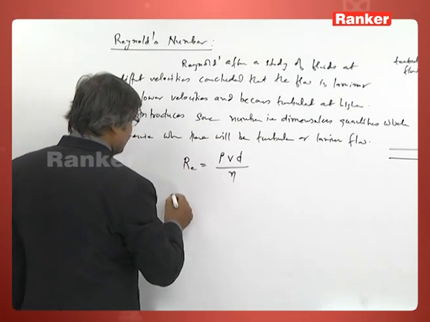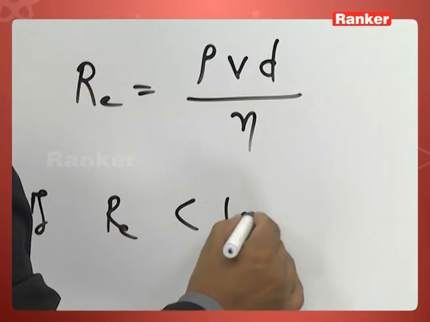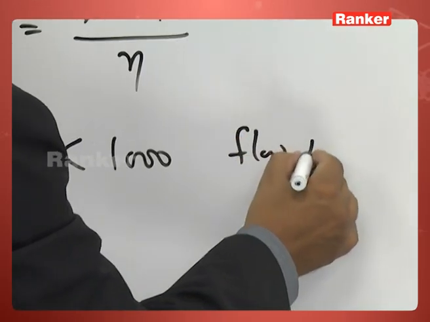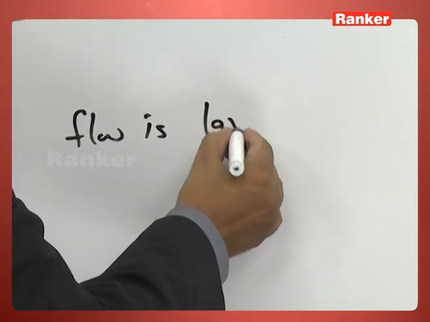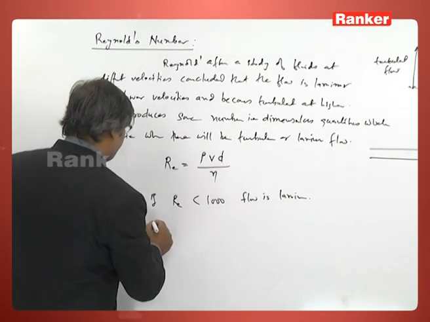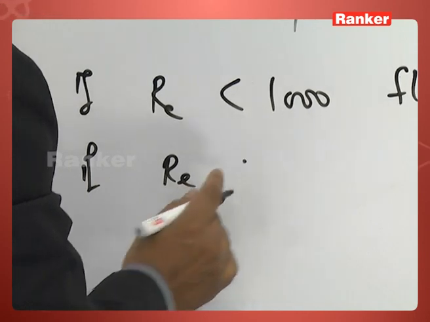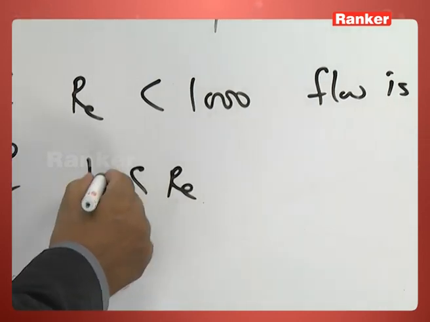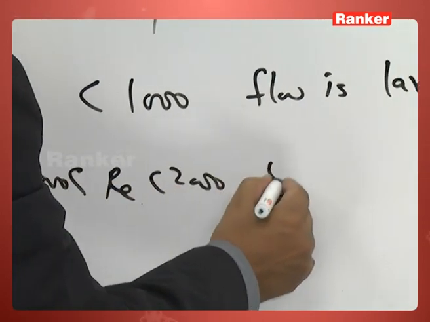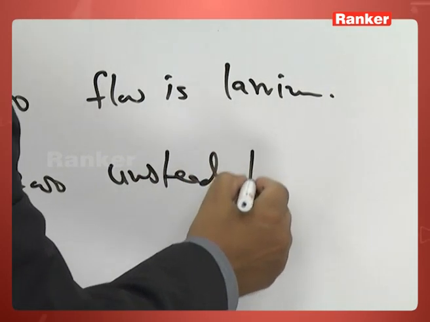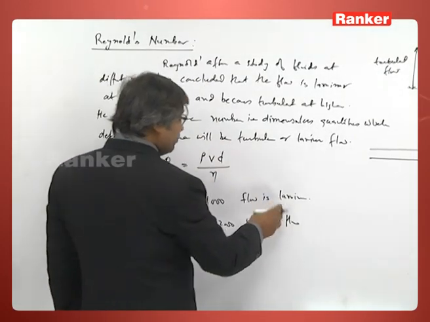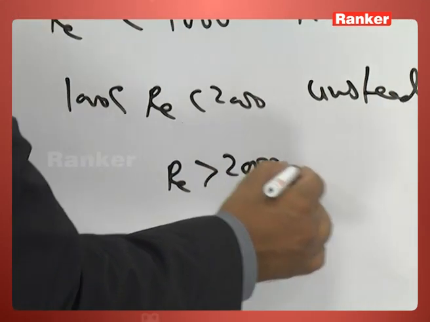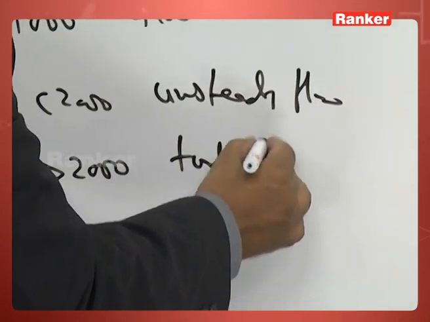So, there are some numbers. If Re is less than 1000, the flow is laminar. If Re is in between, suppose 1000 to 2000, it is unsteady flow, meaning somewhat in between laminar and turbulent. If we have Re greater than 2000, this is completely turbulent flow.